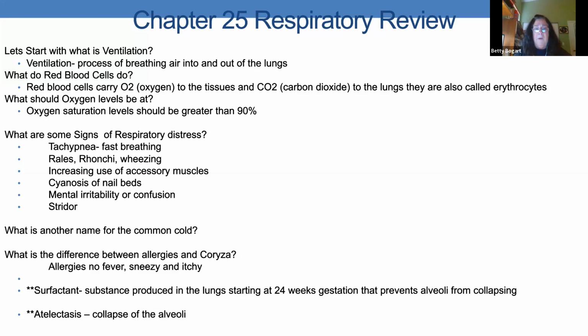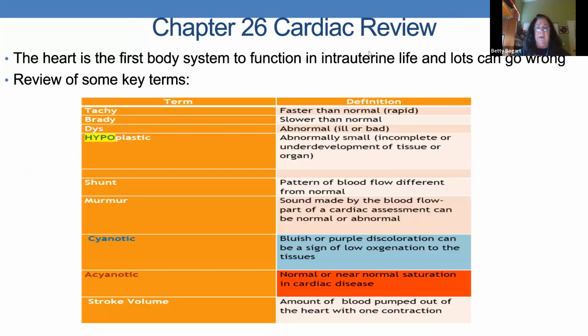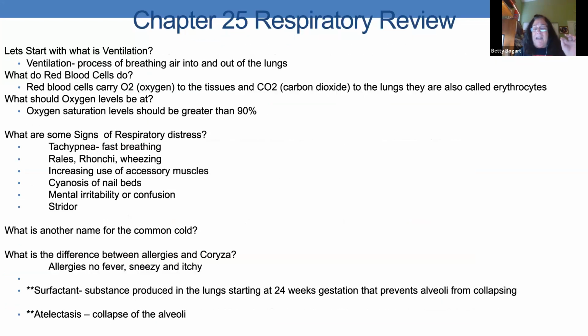Now, one thing that's always been a confusion with students: what should be a normal oxygen saturation for these children? You know, for adults they say 92, but when you're talking about children, you're talking about 90. So 90 is where it should be.